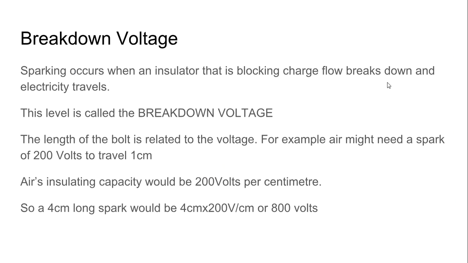The sparking can only occur when the insulator that's blocking the electrons breaks down. So we've already discussed in the Van de Graaff that the length of the bolt is related to the voltage. For example, air might need a spark of 200 volts to travel 1 centimeter. Could be 3,000 actually. But in this example, air's insulating capacity would be 200 volts per centimeter. So a 4 centimeter long spark would be 800 volts.